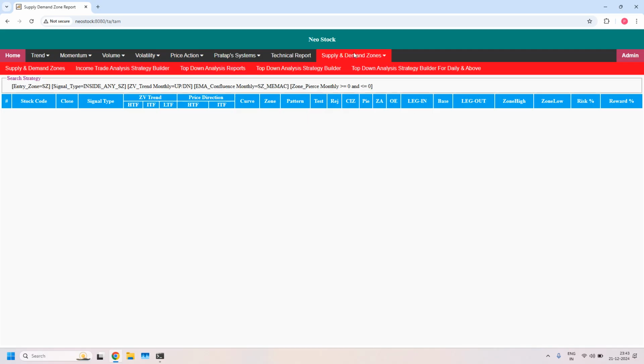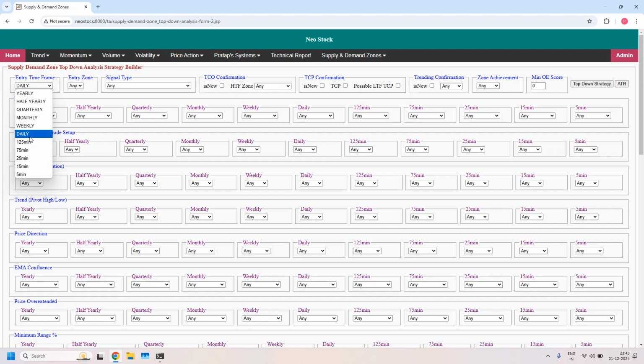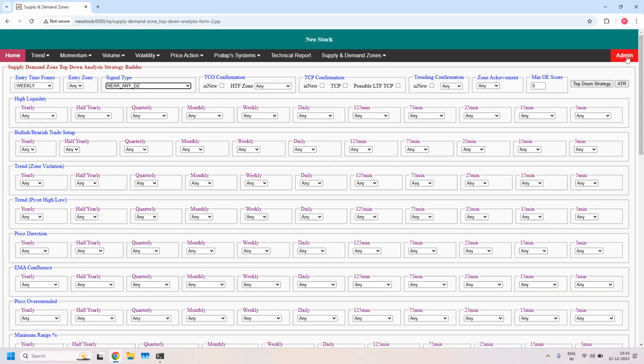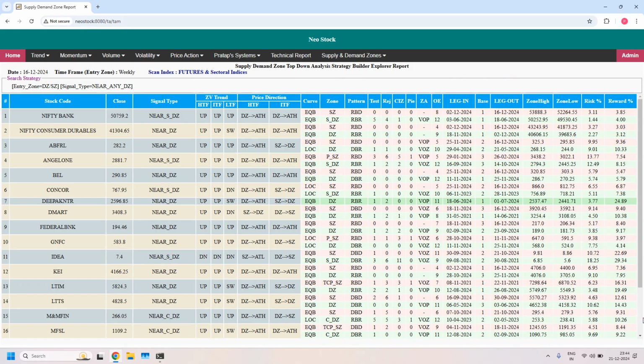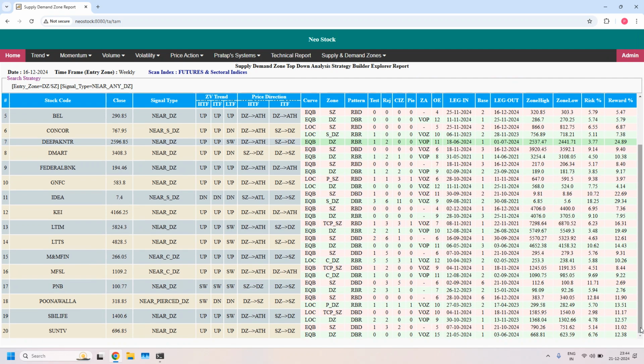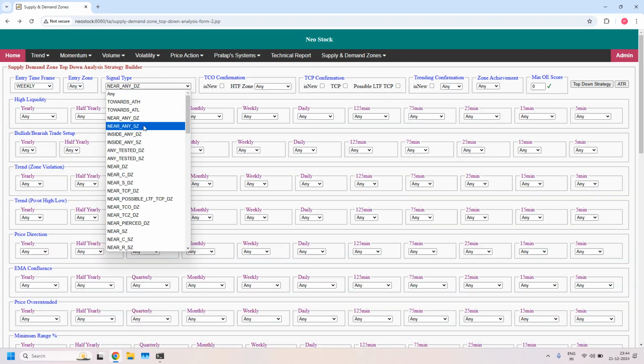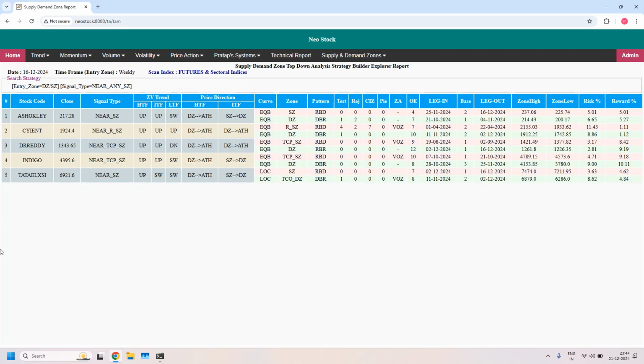Okay, next time frame is weekly. Stocks near weekly demand zone. So first 16 stocks in the list. I am scrolling the list down. So a total of 20 stocks are filtered where price is near the weekly demand zone. Next, weekly time frame, price near weekly supply zone, 5 stocks are filtered.